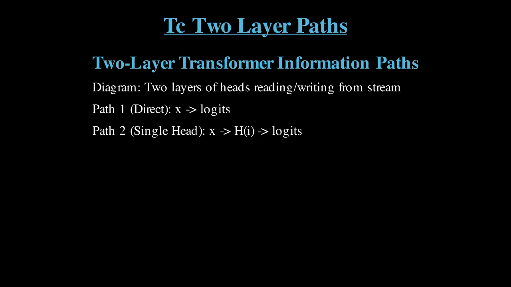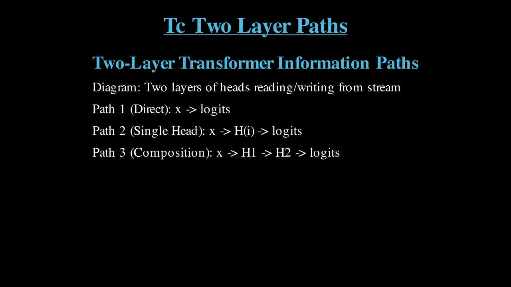A layer 1 head writes to the residual stream. Then, a downstream layer 2 head reads that output. This is a 2-step computation. It's crucial to understand heads interact only through the residual stream. There are no secret side channels.